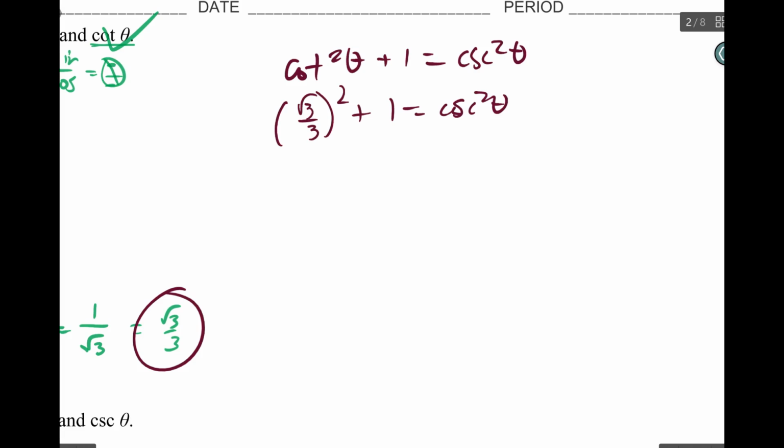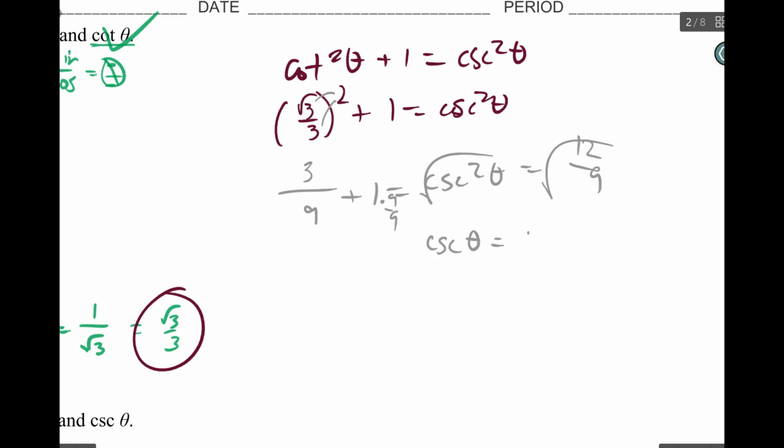Let's see, square root of 3 squared, well, the squared goes away, so we have 3 over 9, plus 1 equals cosecant squared theta. That's going to be equal to 12/9, I just made it have a common denominator. Square root both sides. So cosecant of theta will be plus or minus the square root of 12 over 3, so it's 2 square root of 3 over 3.